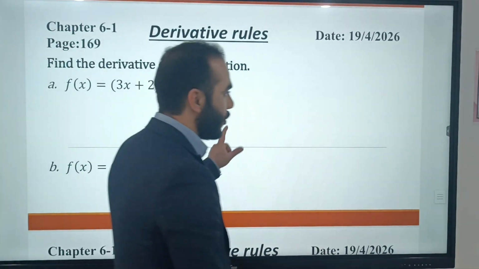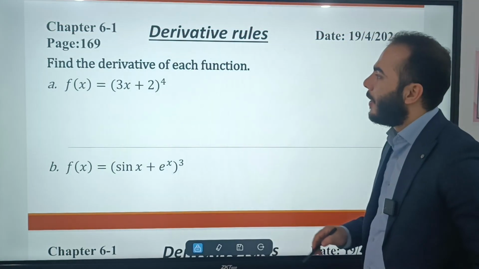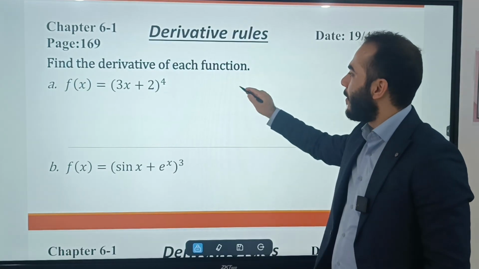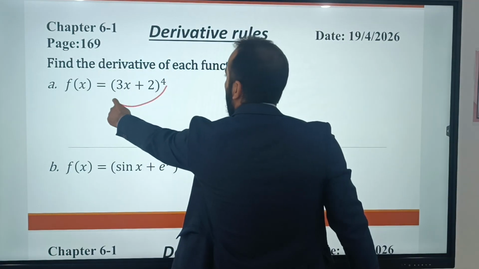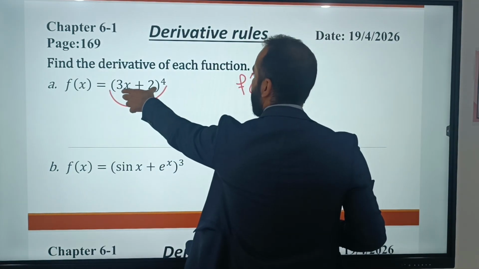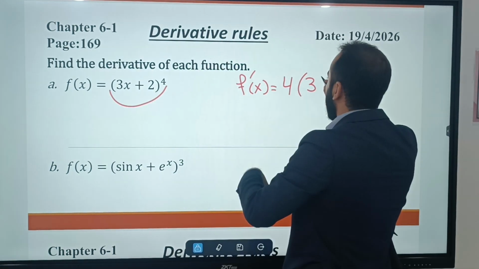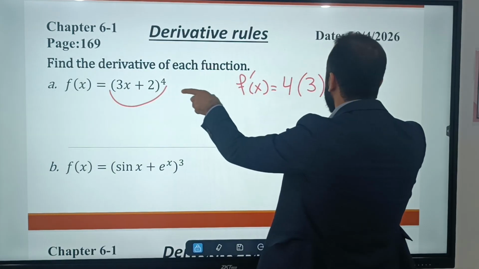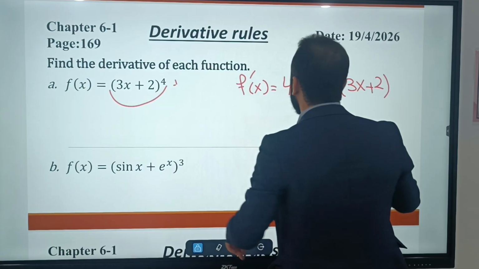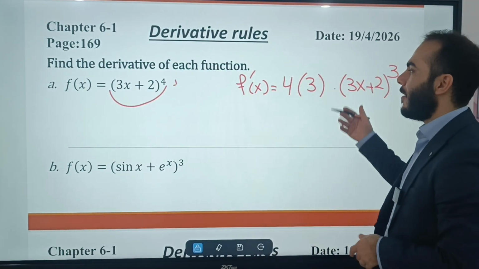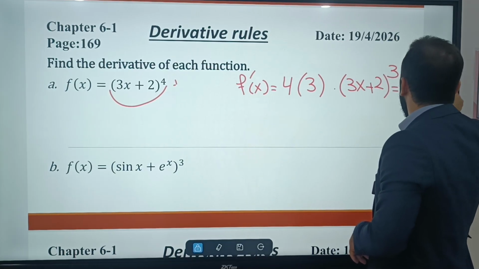Okay, the last and the most important rule that I said, a bracket powered by a number. So f of x equals this bracket powered by 4. We said that f prime of x equals, bring down this 4, that is 4. Derivative of inside: derivative of 3x is 3, derivative of 2 is 0, leave it. Times the bracket itself, 3x plus 2 powered by 1 less, 4 minus 1, 3. Can we simplify more? Yes, 4 times 3 equals 12. 3x plus 2 powered by 3.